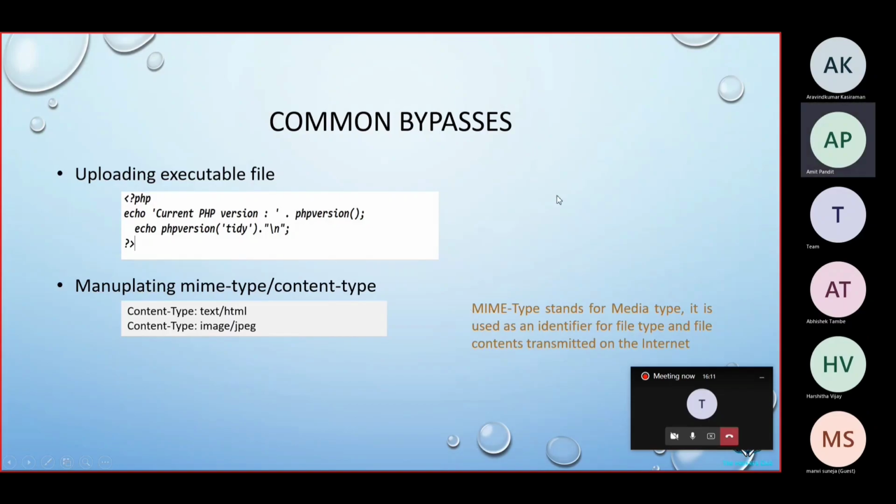So what is a MIME type? MIME type stands for media type. It is used as an identifier for the file type and file contents transmitted on the internet. When we upload a file to the server, the MIME type, or media type, gets calculated by our browser and appended to the content type, and it is sent along with the file so that the server can validate what type of file is being transmitted. So here in this lab, we will try to manipulate this.